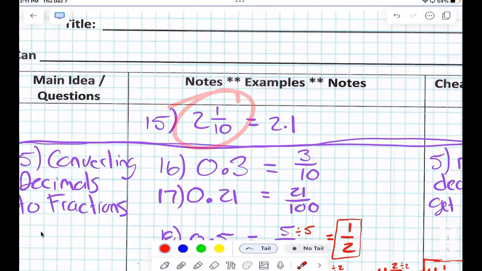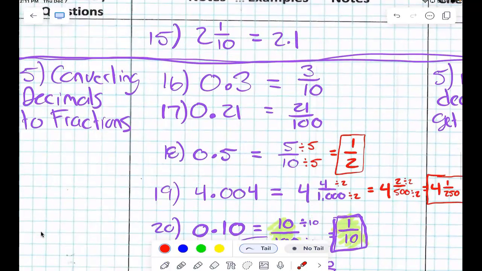Read this. 2 and 1 tenth, right? Is the decimal the exact same? Yes. How about decimals to fractions?